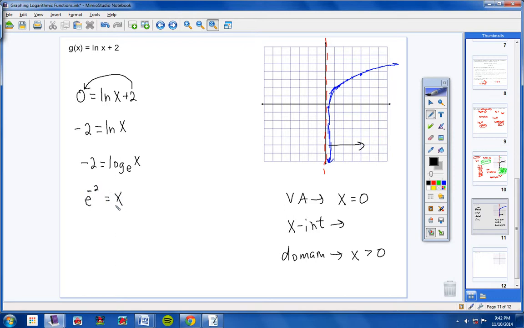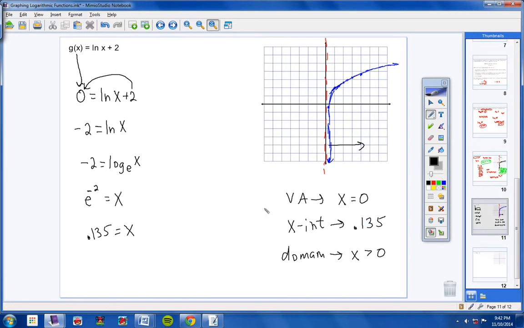Negative 2 equals x. So there it is. Now you know what x is. E to the negative 2. So with your calculator, type in e to the negative 2 and you'll get 0.135. So 0.135 equals what, guys? Equals x when y is what? 0. So there's your y-intercept.